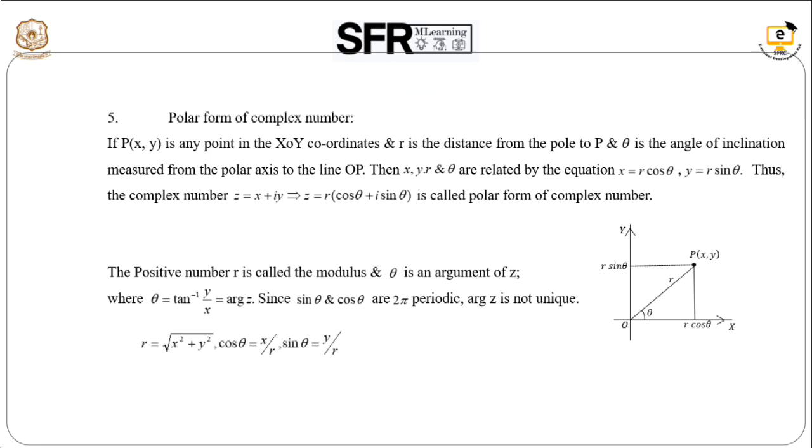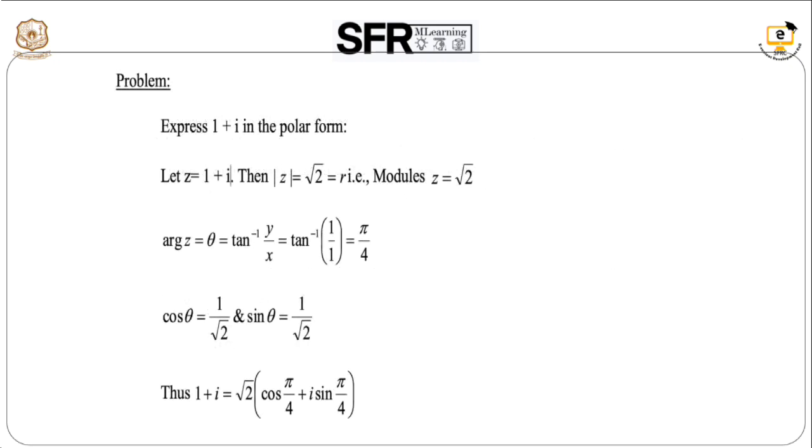And what is the angle? Cos theta is adjacent side by hypotenuse, and the opposite side is the distance y for our complex number x comma y. So cos theta equals x by r, and sin theta equals y by r. Therefore the complex number has coordinates x equal to r cos theta and y equal to r sin theta. So our complex number x comma y becomes r cos theta and r sin theta. Therefore we converted the complex number into polar form.